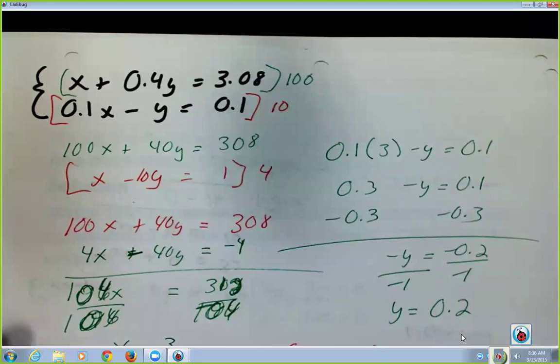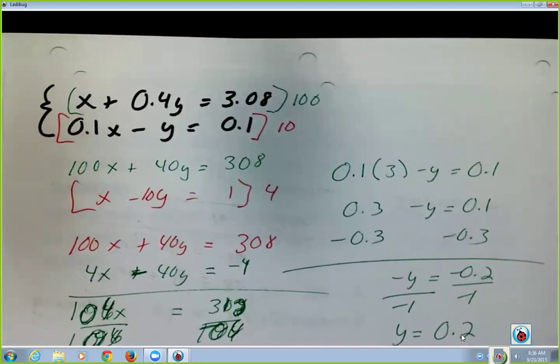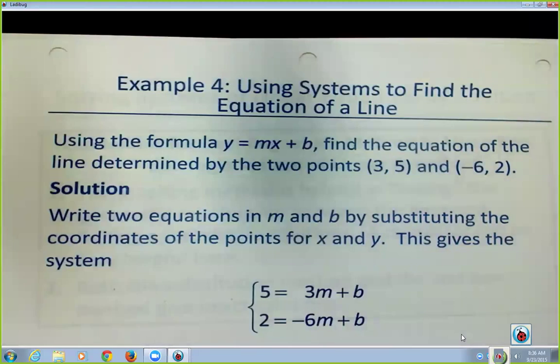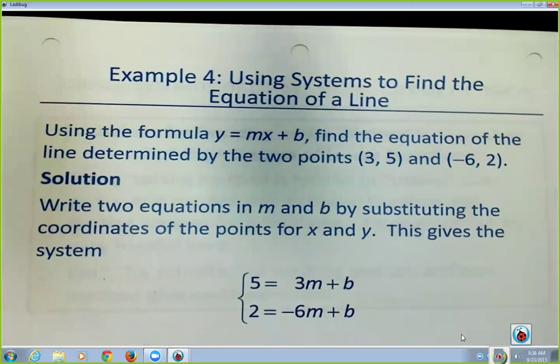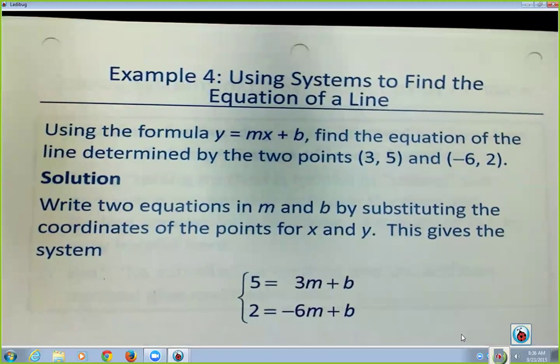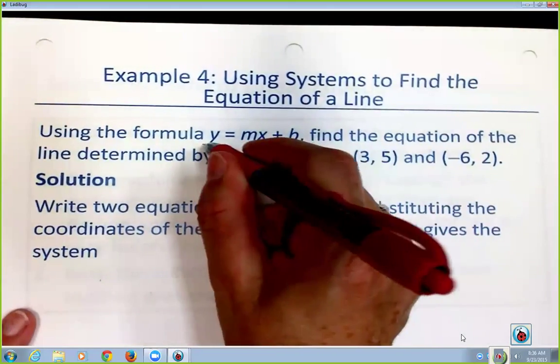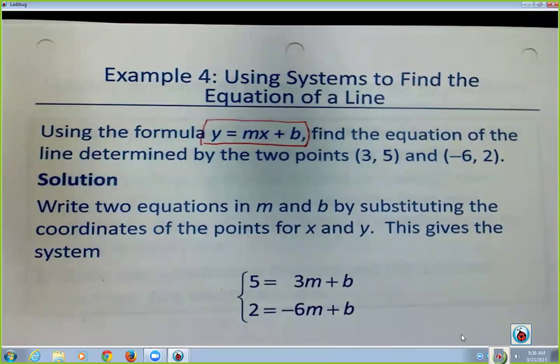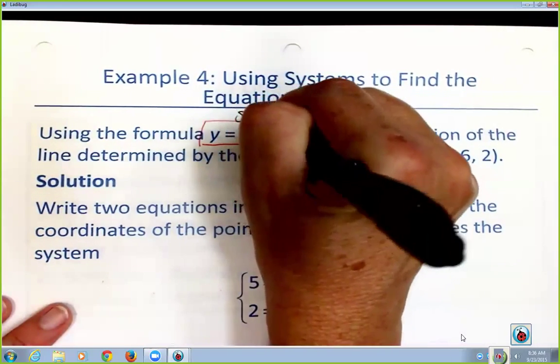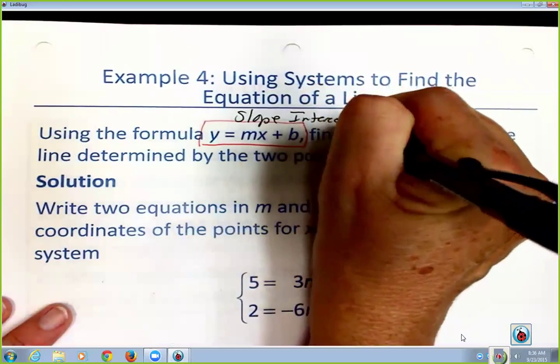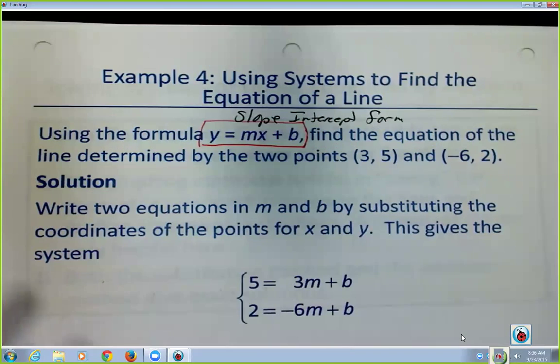Okay. But again, if you practice those, I think they come out a little easier than some other ones that we did with the first part of Chapter 8. This one is using systems to find equations of a line. The key in this one, it says use the formula of y equals mx plus b. This is the slope-intercept form. I'm going to go back to my black pen. That's the slope-intercept form for graphing lines.